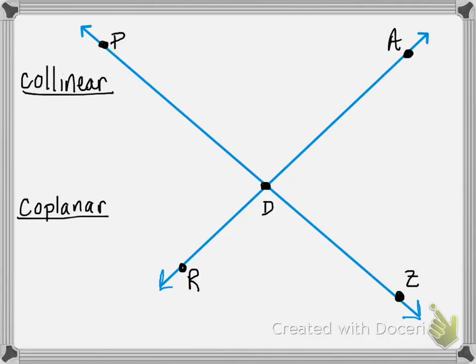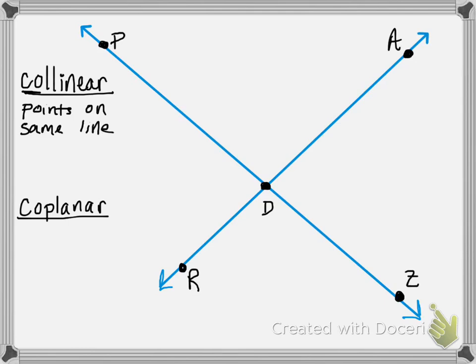All right, so the very first thing we're going to look at, and this has to do with your study guide, is some vocabulary. So you have collinear points and you have coplanar points. Collinear points: co meaning the same, linear meaning on the same line. So it's points that lie on the same line.